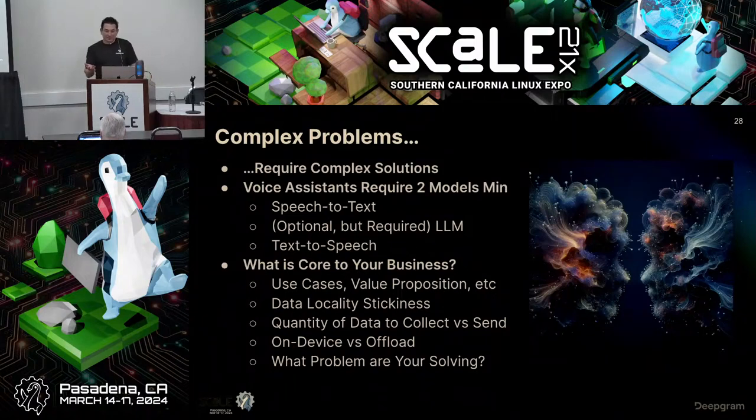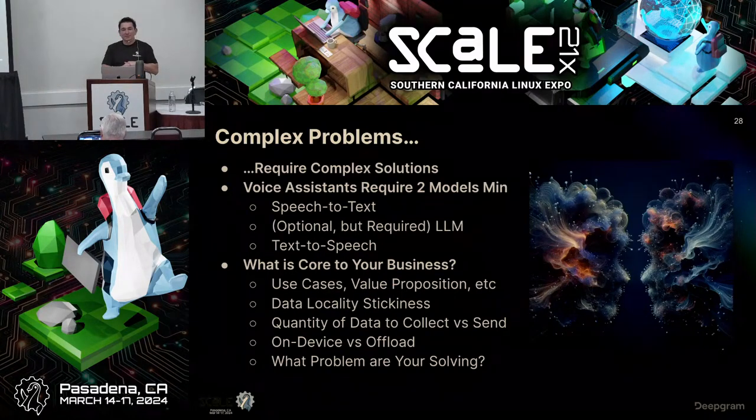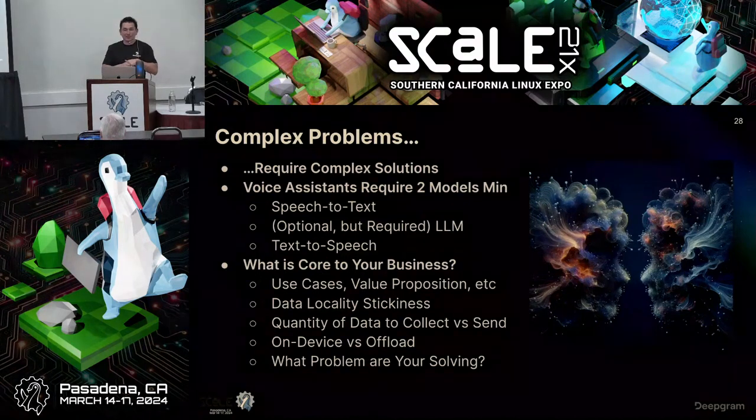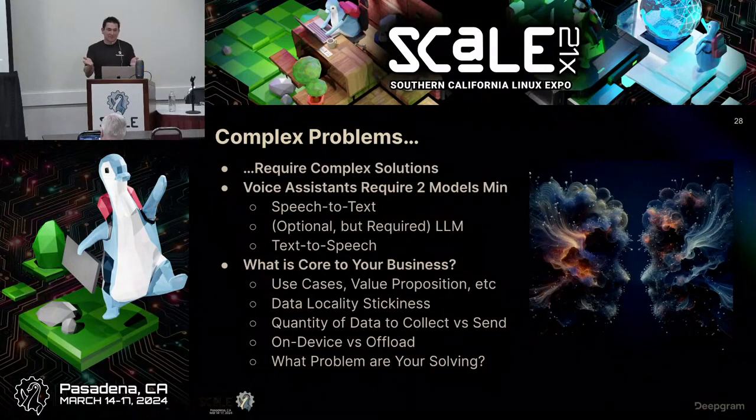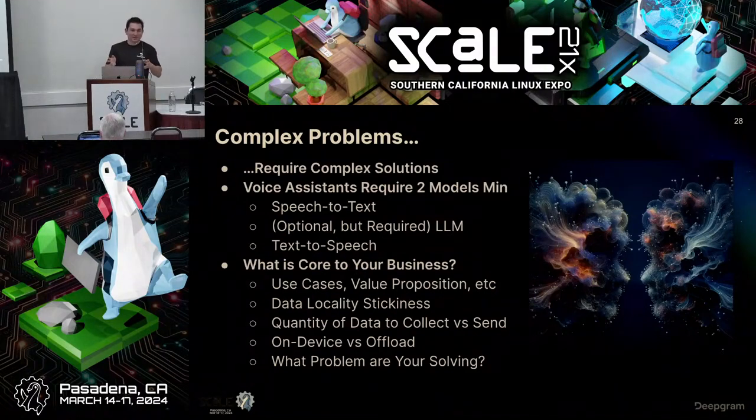Like I said, voice assistants will require minimally 2 models. These days it's probably 3, right? The speech-to-text, LLM, text-to-speech. Keep in mind the problem you're trying to solve. Your device is obviously dependent on the speech-to-text and the text-to-speech, but that's probably not the primary goal for your device. It's just talking to you, right?